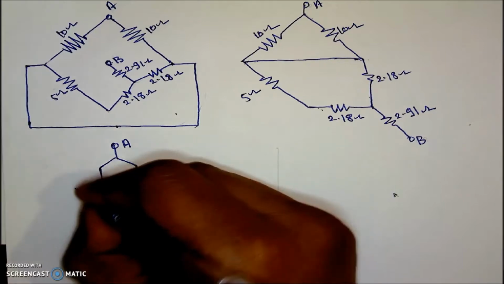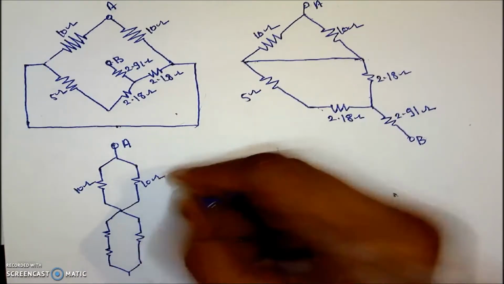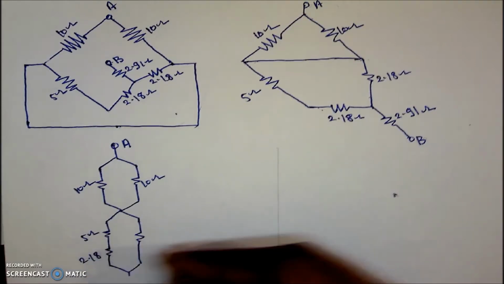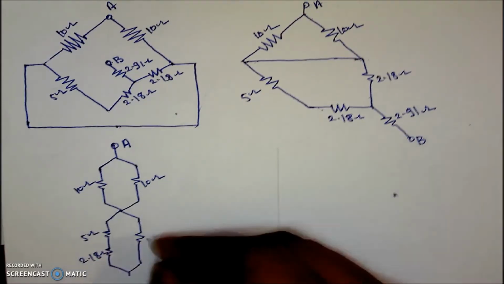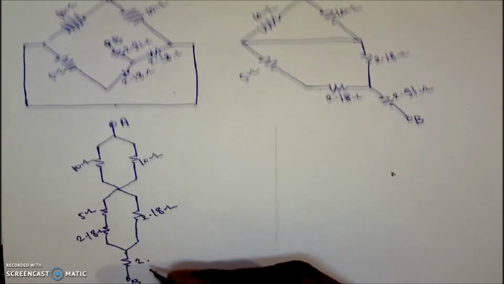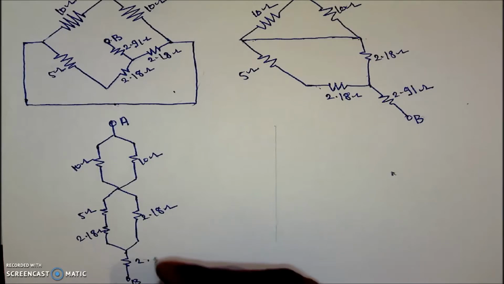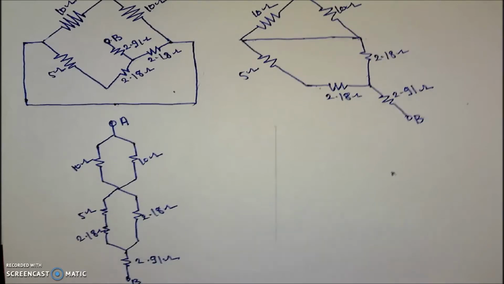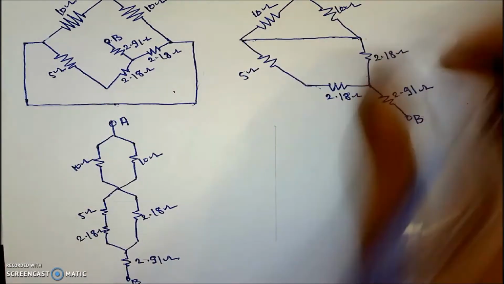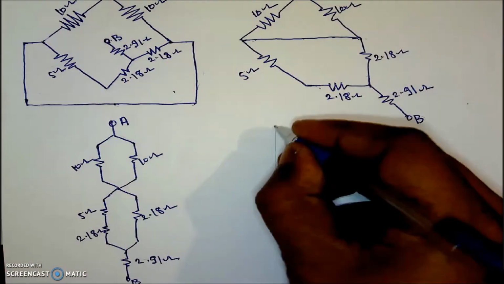I will name the resistances, which will minimize the chances of confusion: this is 5 ohm, this is 2.18 ohm, and this is again 2.18 ohm, and here it is 2.91 ohm and it is the B terminal. Now, whatever I have copied is the same thing, but I have brought it into a systematic form, which will minimize the load of calculation.